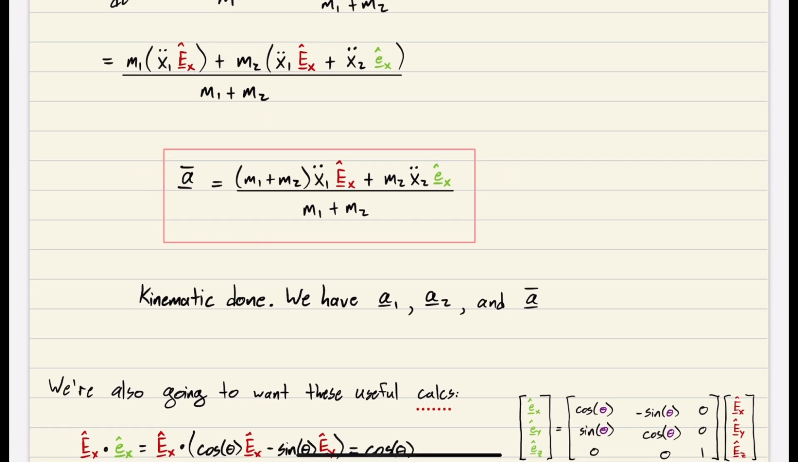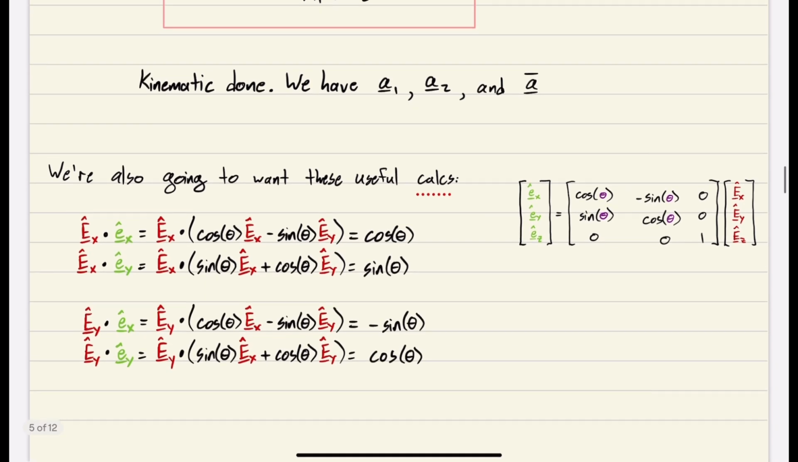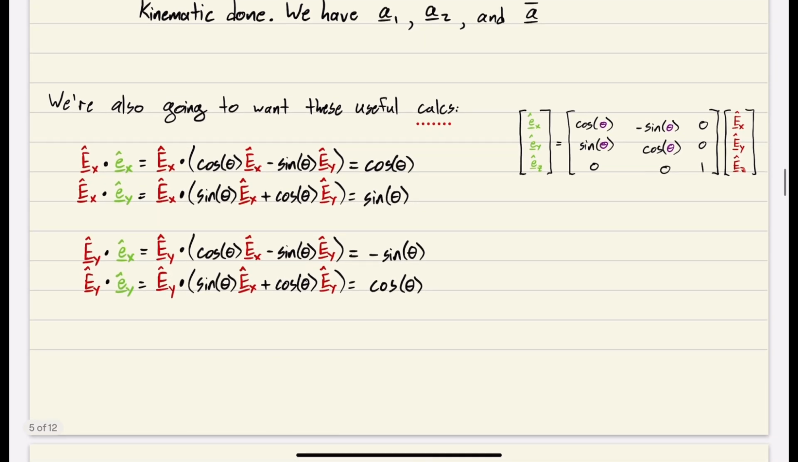We have the absolute acceleration of body 1, the absolute acceleration of body 2, and the absolute acceleration of the center of mass. And we're also going to want these useful little calculations down here. These are just some dot products. It's going to become clear why we want to have these. It's going to make it easier later on. I'm just going to go through one, and then you can look at the rest on your own.